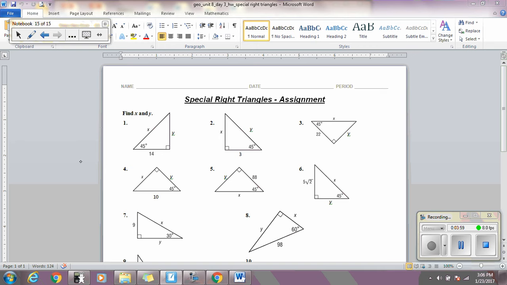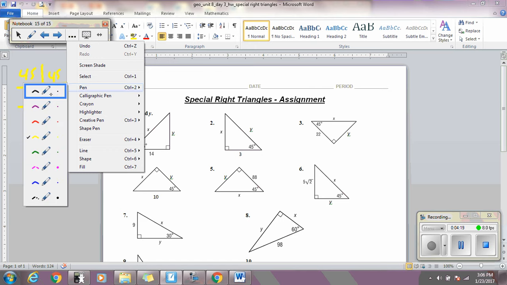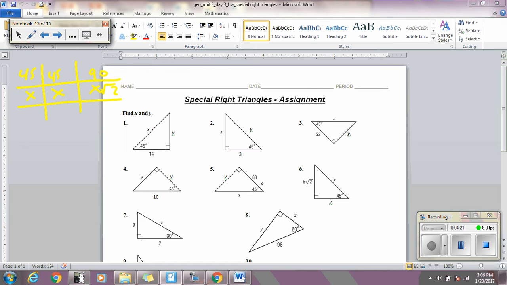Number 5 is also a 45, 45, 90. So x, x, x root 2. Now let's look at the picture and see what information it tells us. We have the side across from 45 as 88. So that means the other side is also 88. And again, complete the table. You're going to have 88 root 2.